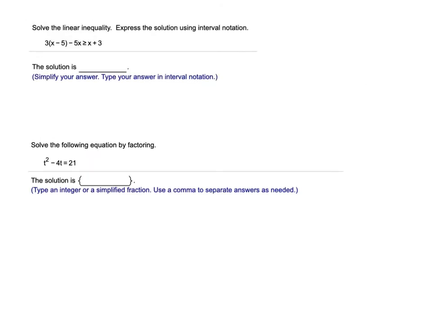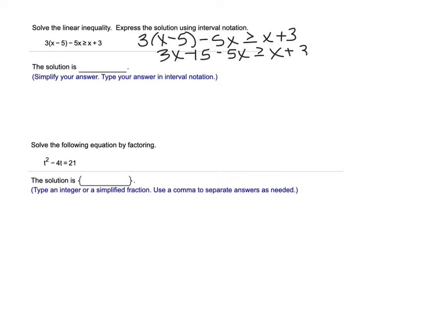Okay, so solve the linear inequality. It's very similar to just a regular equation, except we have to write the answer in interval notation. So let's just solve it like we normally would. So we have 3x minus 5x. I'm running out of room. 3x minus 5x would give me -2x.